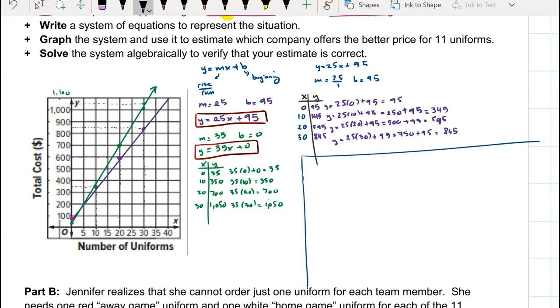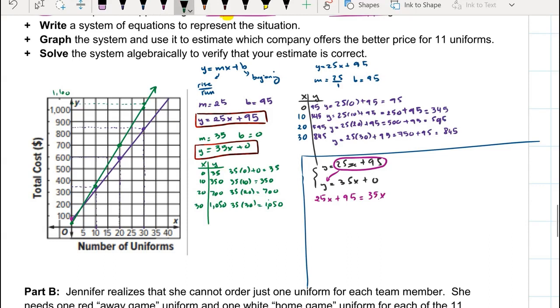We're going to solve it algebraically. So first I'm going to bring down the 2 equations. Let's use this color. y equals 25x plus 95 and y equals 35x plus 0. We're going to use the substitution method. y equals this, we're going to plug it in place of y. That will give you 25x plus 95 equals 35x plus 0, which I don't need to write the 0 anymore.